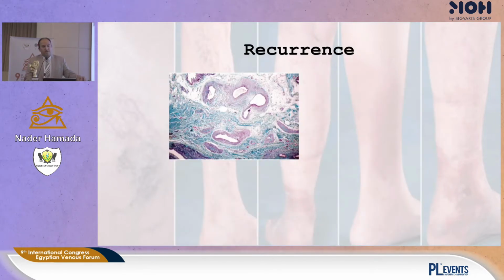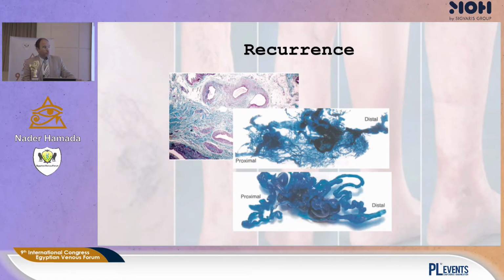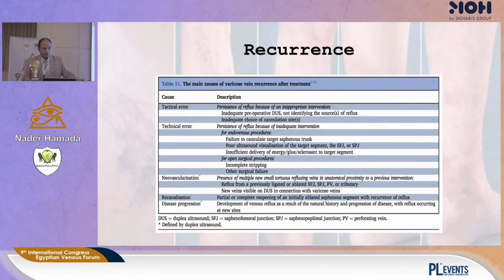The recurrence in the surgical group, as you can see, is followed actually by new vascularization inside the fibrous tissue. And you can see this is the image of the small trabecular vein after the high ligation. And after a few years, this is what will develop. And this is totally different in the thermal ablation era.